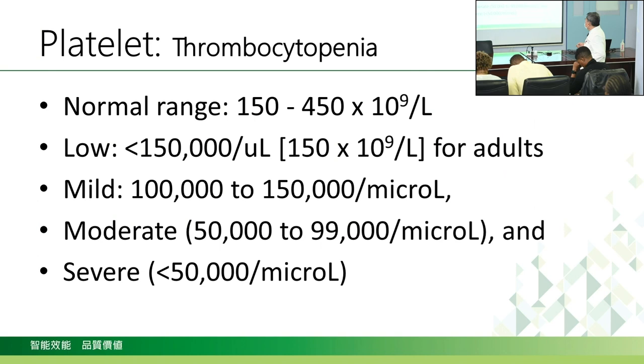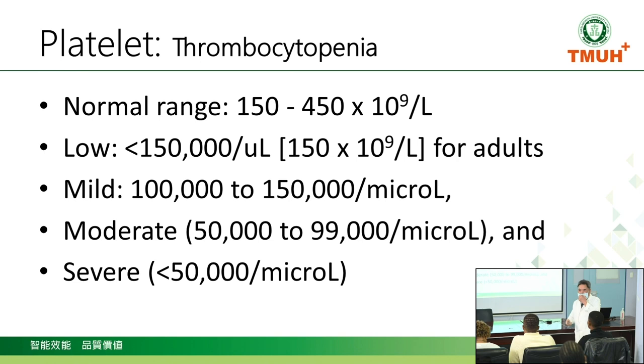Platelet, thrombocytopenia. Normal range is 150 to 450, ten to the power nine per liter. In English, how to say this? Ten to the power nine. Okay, now I know. Ten power nine per liter, 150 to 450. That is the normal range. Low starts at less than 150.